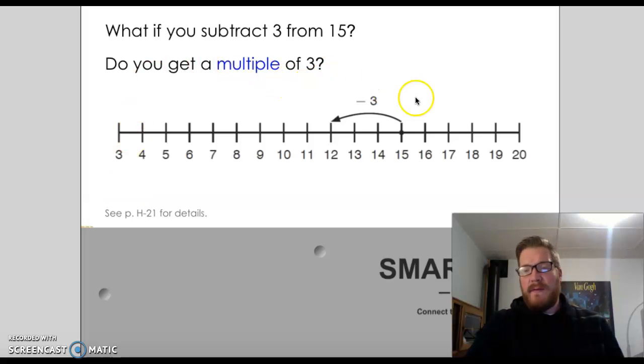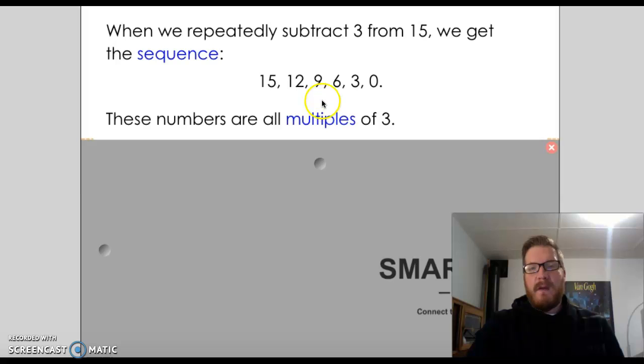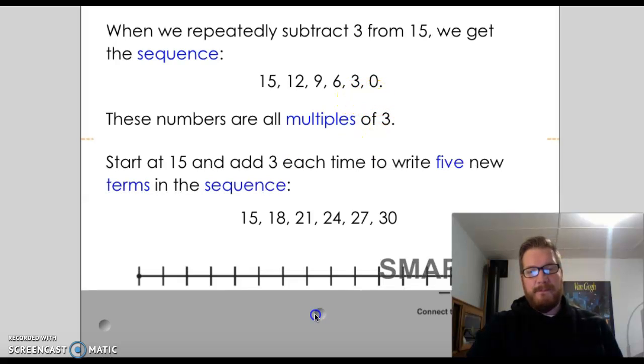The same works if you do subtraction. If you subtract 3 from 15, if you subtract 3 from 18, if you subtract 3 from 6, the question is, do you get a multiple of 3? The answer is yes, right? So then there's this rule here that by adding or subtracting 3 from a multiple of 3, you get another multiple of 3. And so when we do that repeated subtraction, we get this pattern: 15, 12, 9, 6, 3, and 0. These numbers here are all multiples of 3.